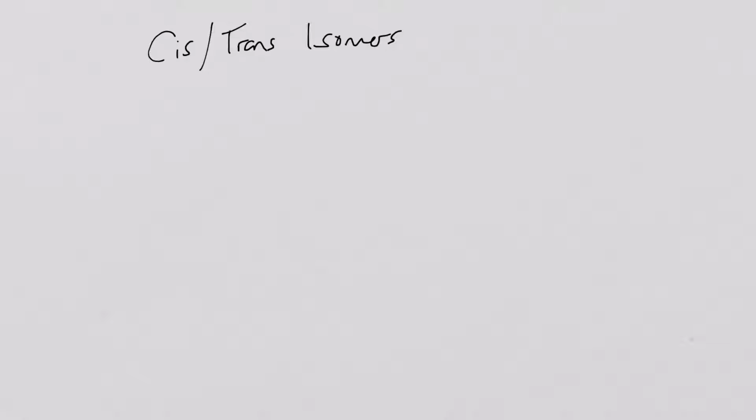Okay, we're going to have a look at cis-trans isomers, and first of all we're going to have a look at a very simple example of one alkene which can display cis-trans isomerization. This molecule is based on ethene because we've got two carbons here, and there's your carbon-carbon double bond.